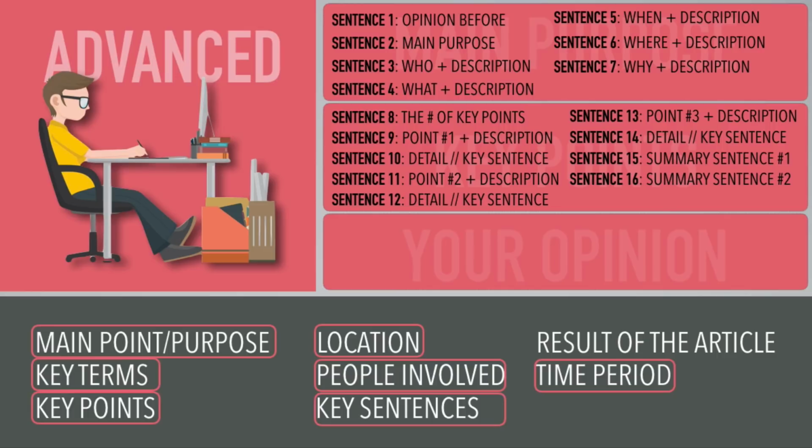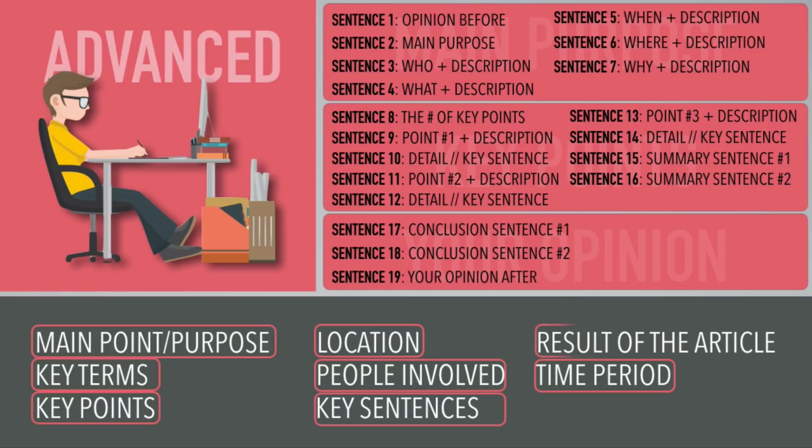Now, sentence 15 and 16 are also a little different because you have 2 summary sentences now. Okay? And now the final section is your opinion. Now, like the intermediate level, there are 3 sentences, but what you'll notice is that sentence number 19 says your opinion after. So this is your opinion based on what you read from the article. And you kind of can compare it to the opinion you had before you read the article and now the opinion you have after reading the article.